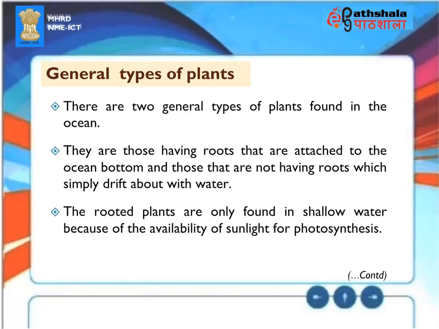General types of plants. There are two general types of plants found in the ocean. They are those having roots that are attached to the ocean bottom, and those that do not have roots, which simply drift about with the water. The rooted plants are only found in shallow water because of the availability of sunlight for photosynthesis.